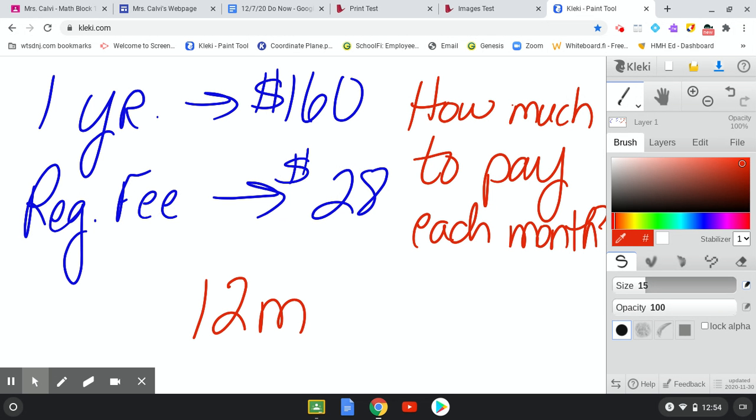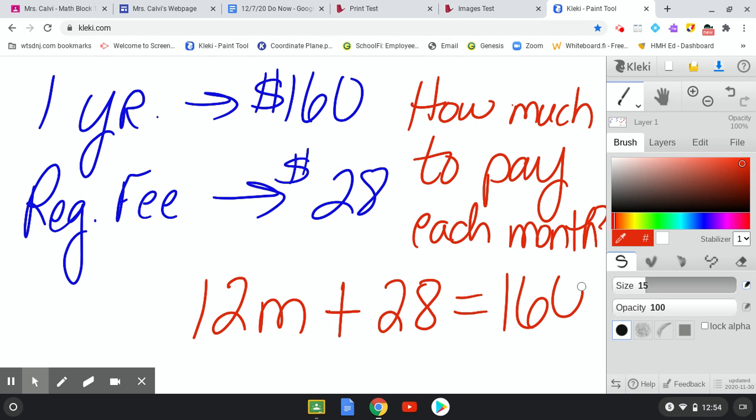I know I'm going to have to add that one-time registration fee. That's going to be $28. So I have to add that in because it's kind of like when you go to the gym and you have to pay a membership, right? You have to pay that one-time fee. And then they're telling us that for the entire year, it costs $160.